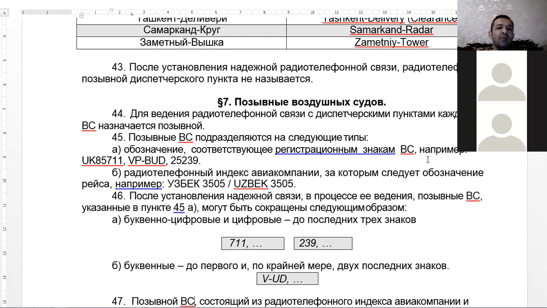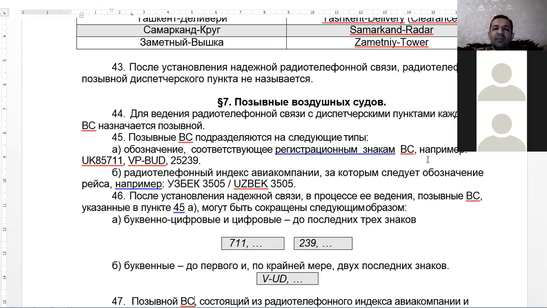Victor Papa Bravo Uniform Delta 25239 is also a registration number. But there is another version of call signs, when an air carrier, an aviation company, operates scheduled flights. At that time, pilots will work with the call sign of the flight name and flight number.